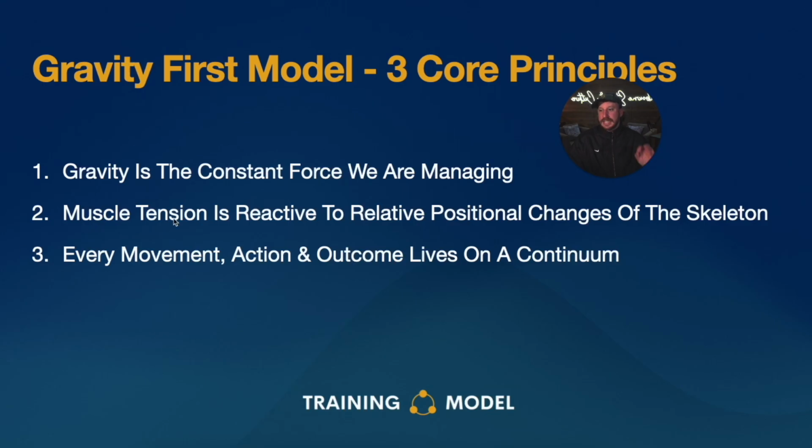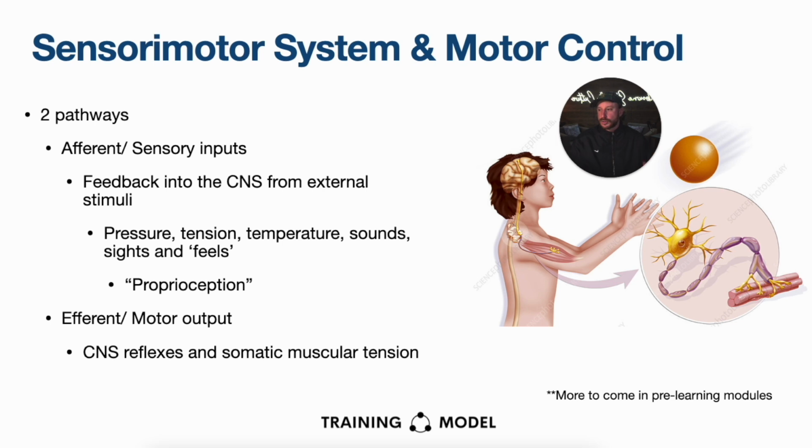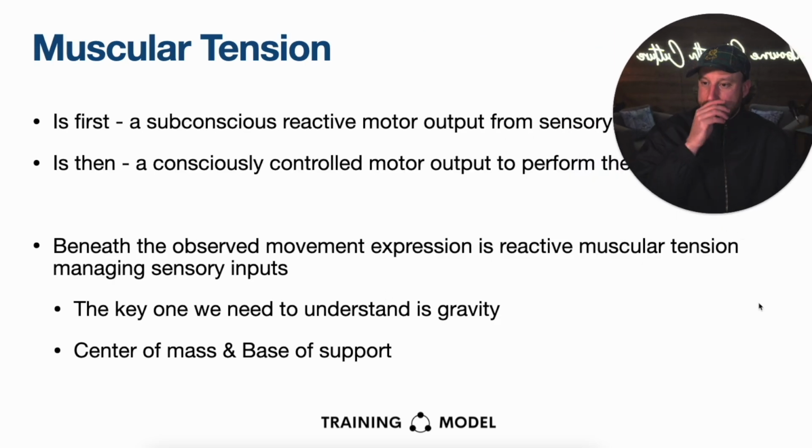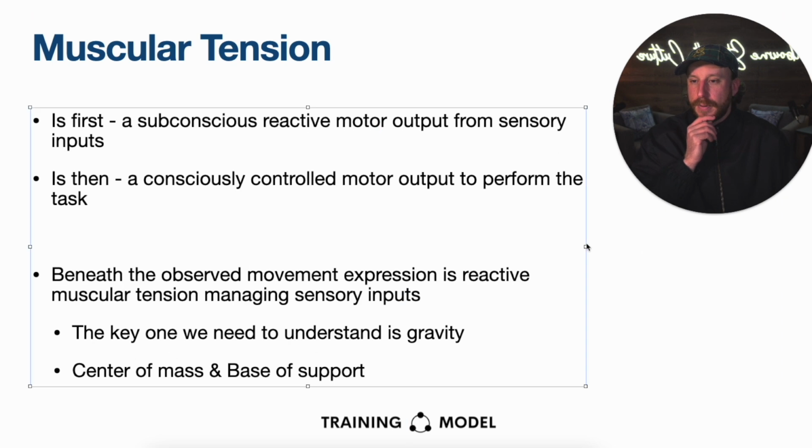Muscle tension is reactive to the relative positional changes of the skeleton first. All secondary tension is laid on top of that reactive strategy to manage gravity. And now we're starting to see how this model starts to play out. So motor control is what we need to understand. Muscular tension, this is bringing back some of the stuff that we've already chatted about, but let's step back.